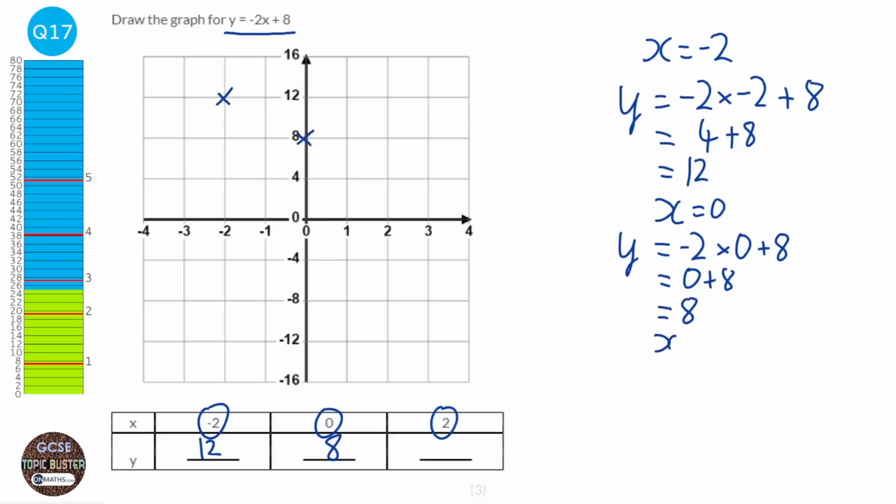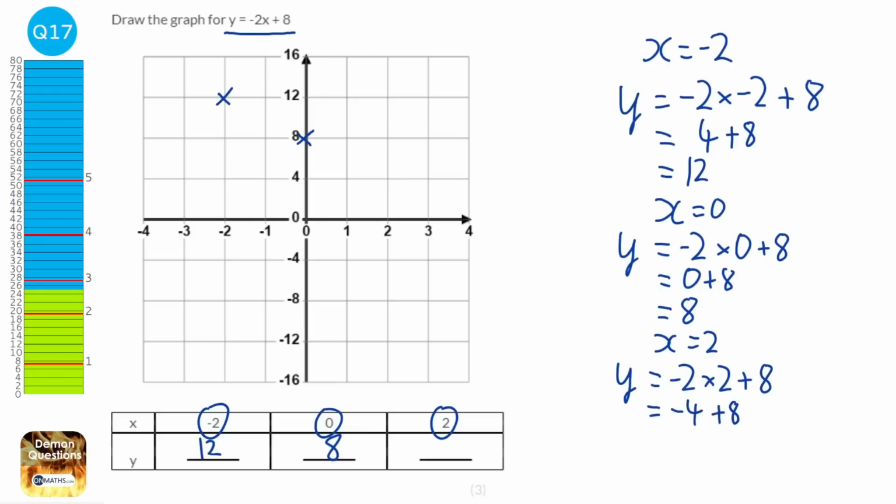And then finally we've got x equals 2. So it's going to be y equals minus 2 times 2 plus 8. Minus 2 times 2 is going to be minus 4. And minus 4 plus 8, which is the same as 8 take away 4, so that's going to be 4. So at 2 it's going to be 4.